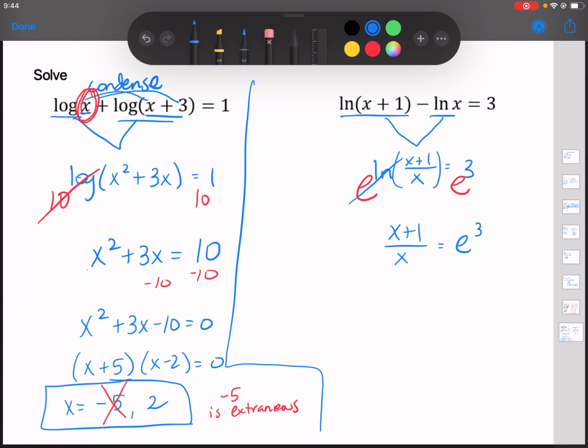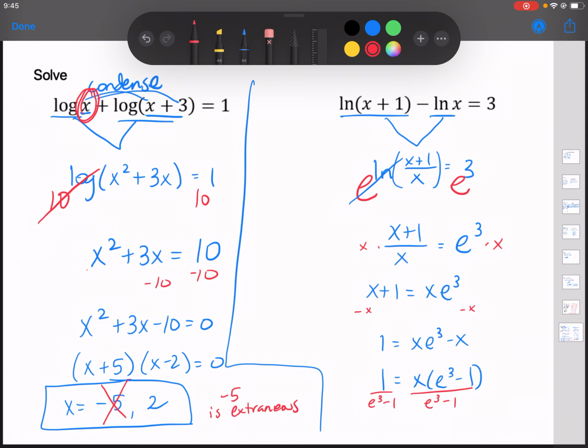Well, this gets a little challenging, and there are a couple ways you could apply this. I don't care what method. I'm going to go ahead and just multiply both sides by x, so I don't have any fractions. So I'll have x plus 1 equals x times e cubed. Then I'll go ahead and subtract x from both sides. So 1 equals x e cubed minus x. Now I did that because I want to get all my x's on one side, and I'm actually going to factor them now. Factor out an x. So I'll get x times e cubed minus 1, and then I can divide both sides by e cubed minus 1.